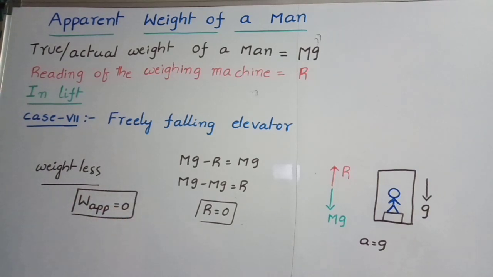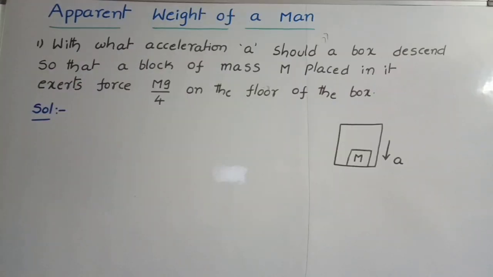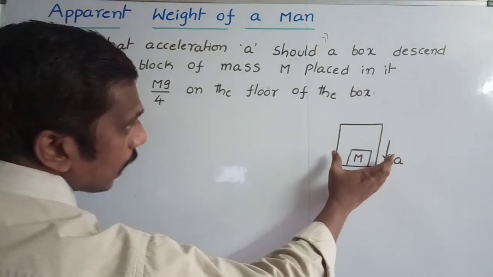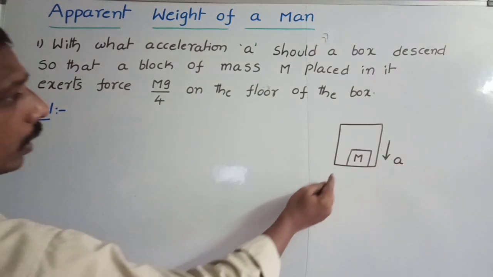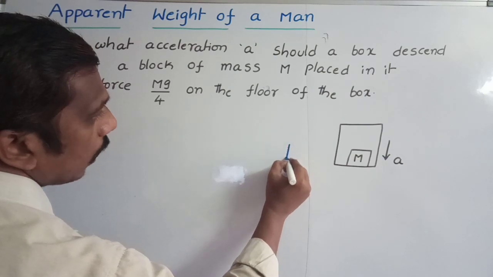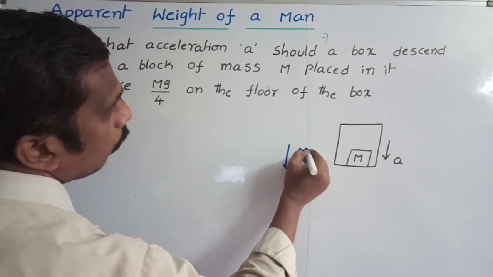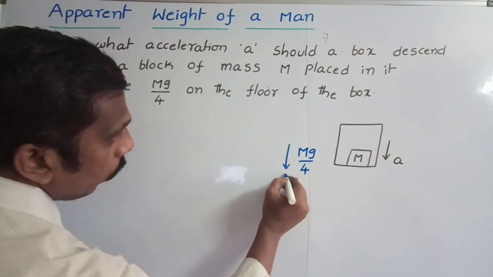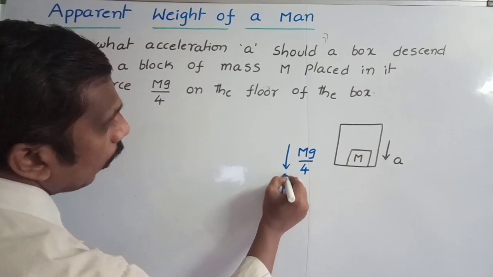Now we discuss problems. First one: with what acceleration a should a box descend so that a block of mass capital M placed in it exerts a force mg by 4 on the floor of the box? In a box, we placed one block of mass capital M. It is moving in the downward direction, and this block exerts a force mg by 4 on the floor. The same amount of force is exerted by the floor on the block.